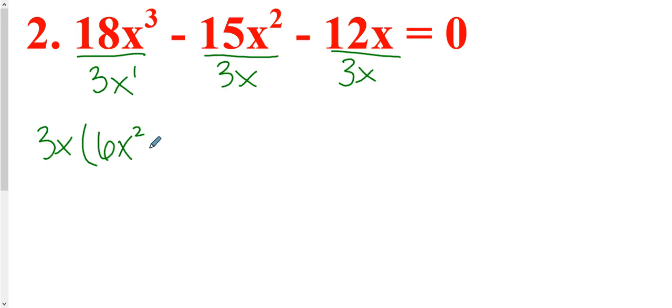Negative 15 divided by 3 is negative 5. X squared divided by x, 2 minus 1 is 1. Negative 12 divided by 3 is negative 4. And then x and x cancel. Now I'm not done. This was my GCF part, but the thing in parentheses still factors.